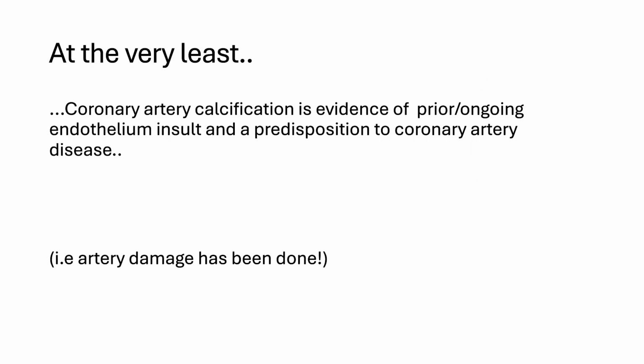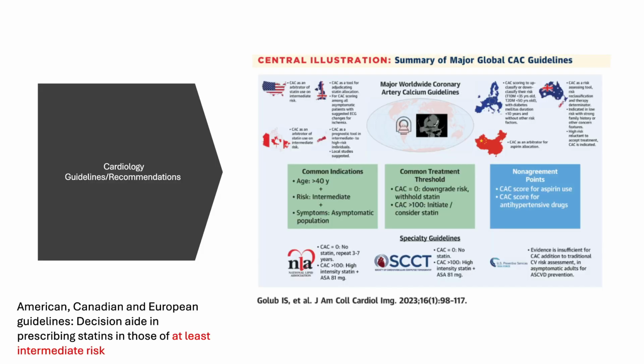However, at the very least, the presence of coronary artery calcification is evidence that there was prior damage to the endothelium, and it may show a certain predisposition of the coronary arteries to coronary artery disease. In other words, we can see that artery damage has been done and repaired. Around the world, there are some similarities in how the calcium score is being used. It's typically performed in those above the age of 40 with intermediate risk. The American, the Canadian, and the European guidelines broadly use it as a decision aid in prescribing anti-lipid therapy in those of at least intermediate risk.